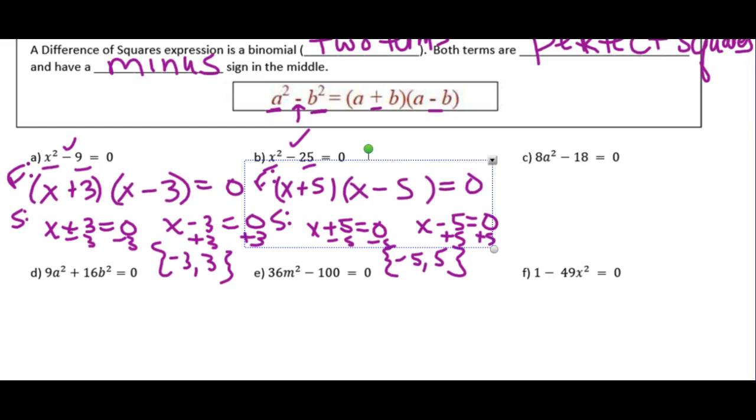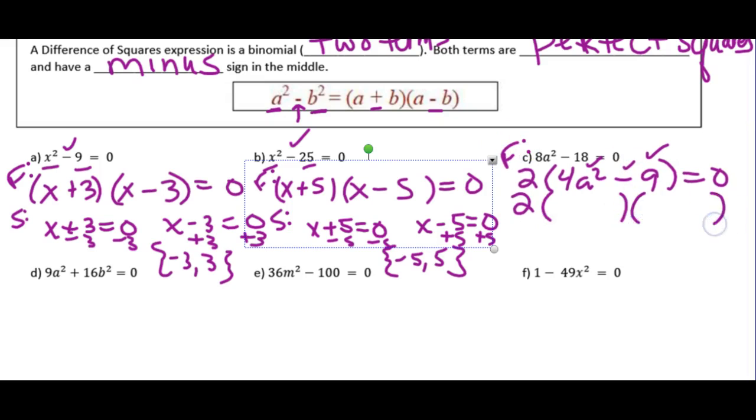But with this example, there is a GCF, so I have to think what goes into both 8 and 18, and that's going to be a 2, so I'm going to factor out a 2. And 4a squared minus 9. So now I do have a perfect square and a difference. So I can factor that. This is my factoring part.